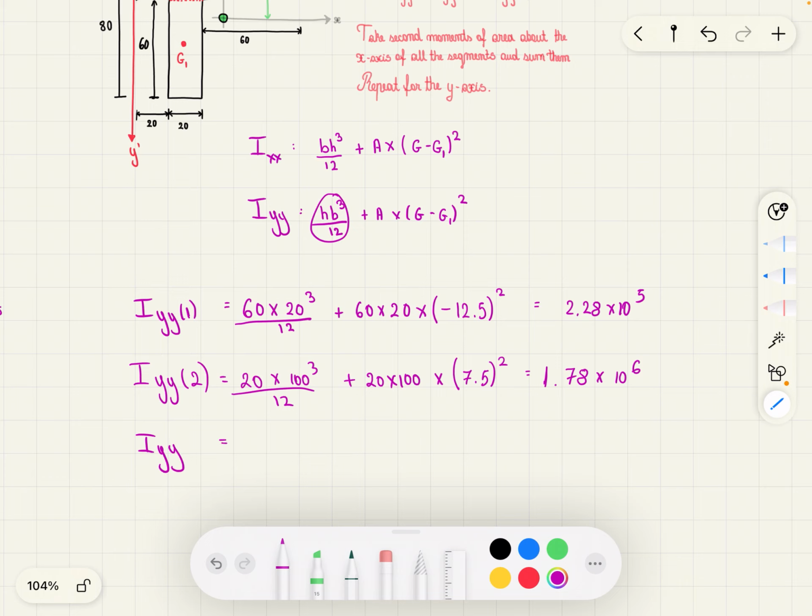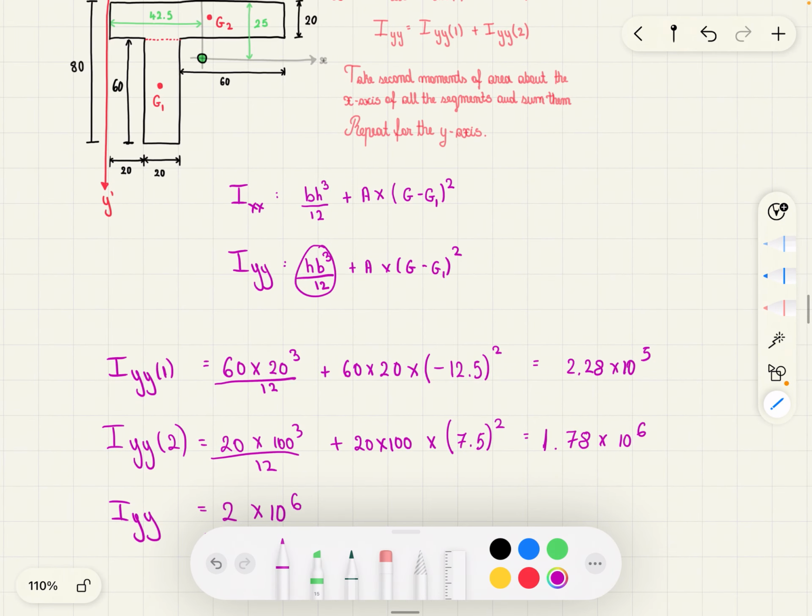Now to find Iyy, we add these two up. So that plus 2.28 times 10 to the power of 5 equals 2 times 10 to the power of 6. And that's Iyy.